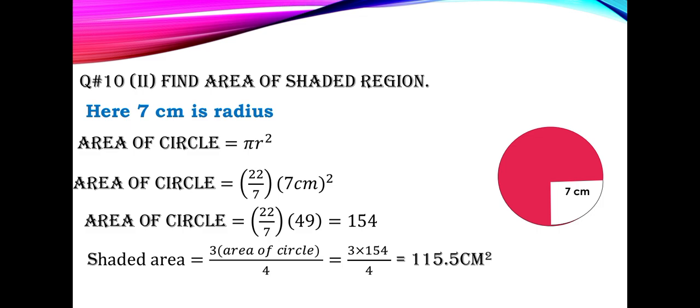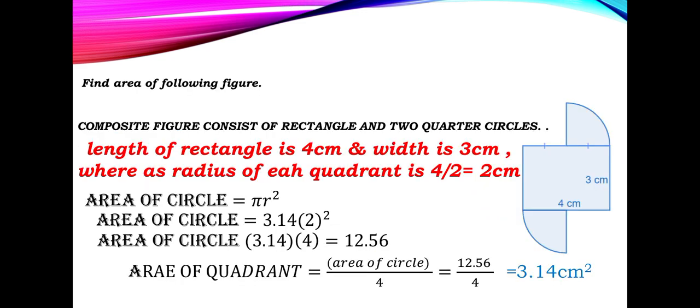Shaded area is equal to 3 times the area of the circle divided by 4, that equals 3 multiplied by 154 divided by 4, which equals 115.5 centimeter square. We took 3 here because it's a 1/3 part. Okay, that's why. So, find the area of the following.